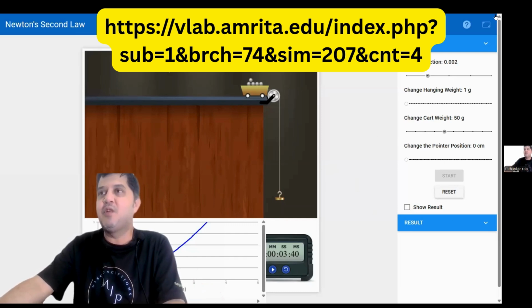Okay, now let me move on to the next one. So you can do multiple experiments using this, right? You will be able to find out the free body diagram. You can find out what is the tension here.